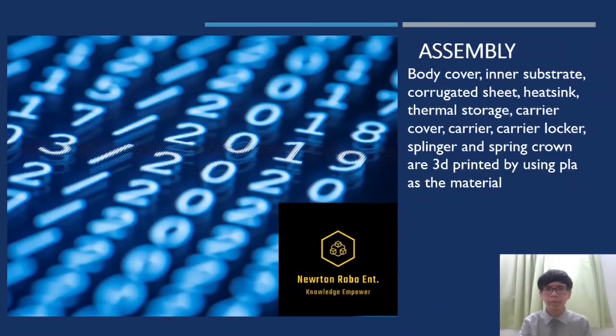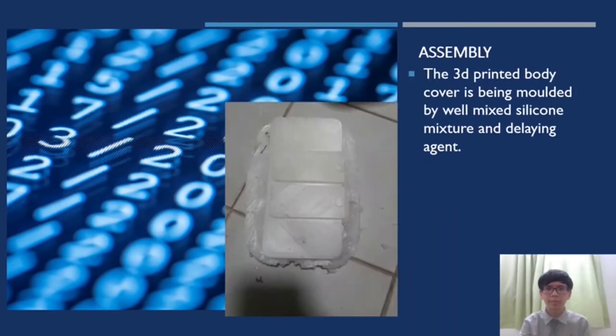For the assembly part, we first make the body cover, inner substrate, corrugated sheet, heatsink, thermal storage, carrier cover, carrier locker, sprinkler, and spring crown by 3D printing, using PLA as the material, as they will become hard after the 3D printing process is done.